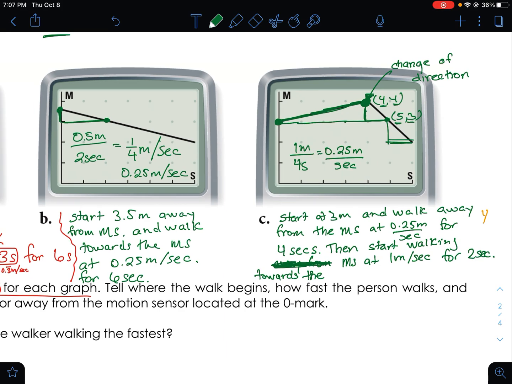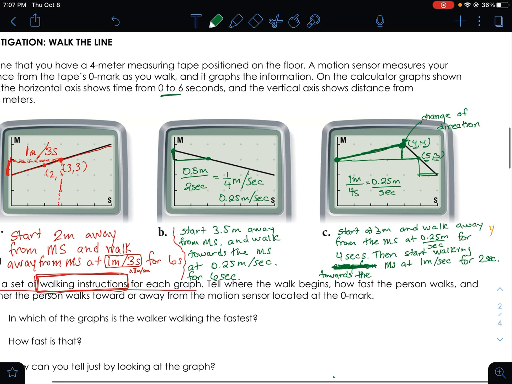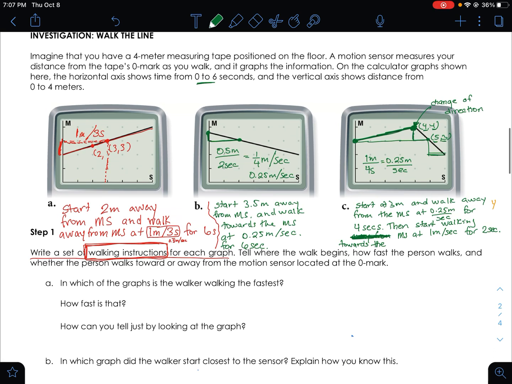Okay. Now, this is one of the top 2 goals of what you want to be able to do after watching this lesson. You want to be able to look at a graph like this and describe the walk that this person is taking, just like this. Okay, you need to include your starting points, the speeds, and the lengths of time that they are walking.